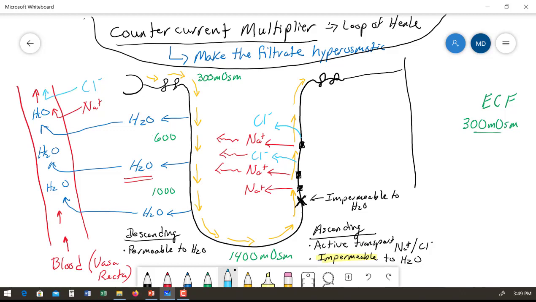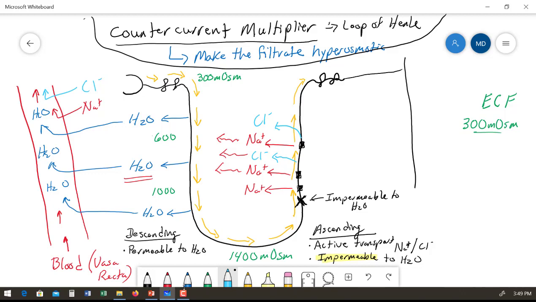So we're basically reabsorbing all of this. We're reabsorbing the sodium, the chloride, and the water. But the big thing here is the reabsorption of the water, because that's the thing that's really moving in this loop of Henle. That's the thing that we're really drawing off here. Okay.